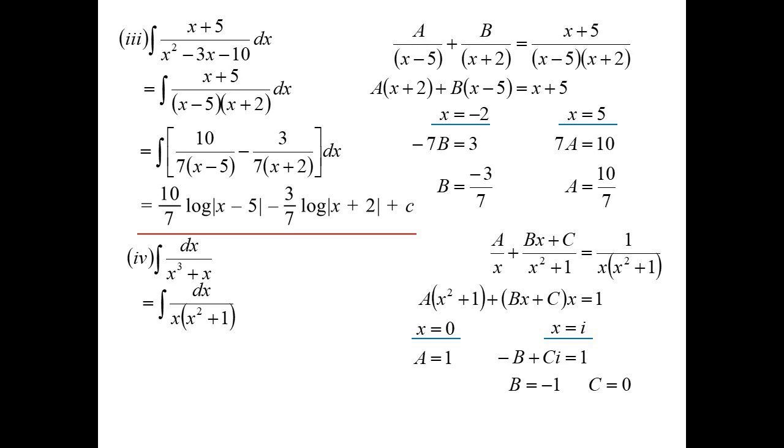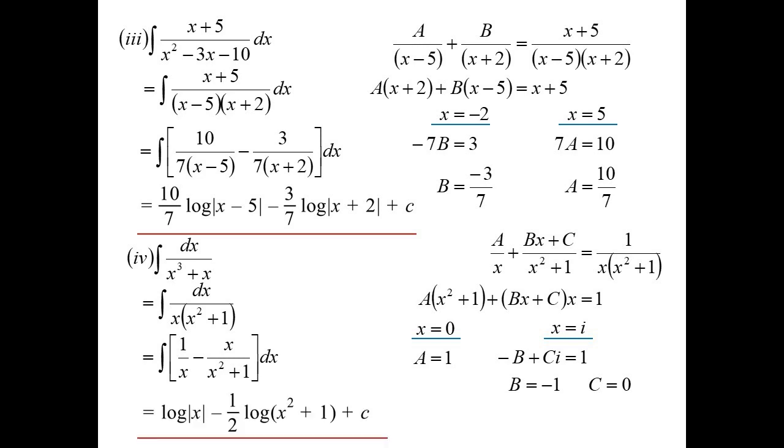There we have it, and log functions yet again. Even that quadratic one is a log because we've got an x on the top. So we've got log x minus a half of log x squared plus 1. You'll notice I didn't bother with the absolute signs on the x squared plus 1 because that's got to be a positive number.